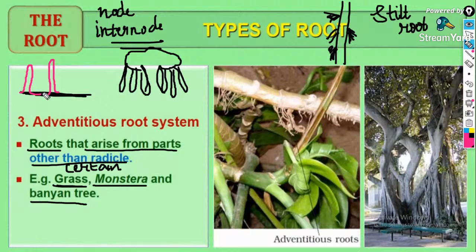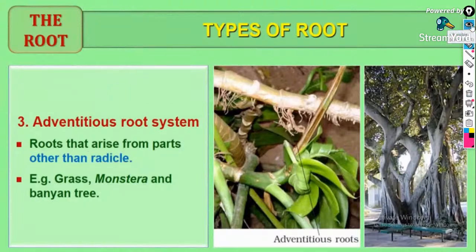Mangrove forest, you may see mangrove forest. You may see the roots just projecting upwards. Okay, all these are examples of adventitious roots. It's there on the diagram. So simply I am just telling, adventitious roots are the type of roots which originate from the parts of a plant other than the radicle. For example, banyan tree, sugarcane, Monstera, certain grasses, etc.